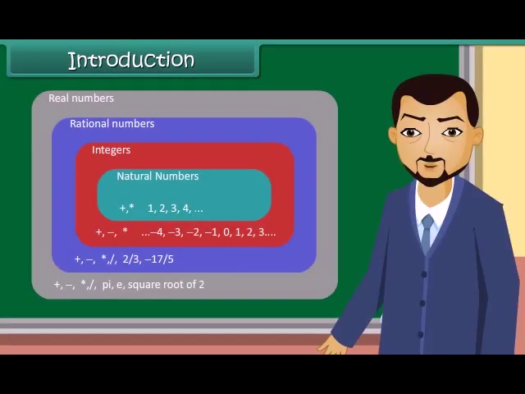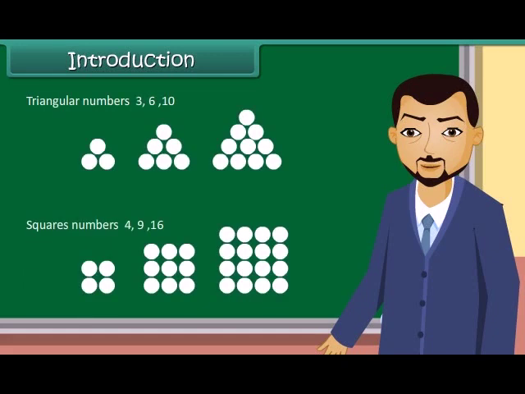Introduction. We have studied types of numbers such as natural numbers, whole numbers, integers, and rational numbers. In this chapter, we will explore numbers in more detail. Triangular numbers: 3, 6, 10. Square numbers: 4, 9, 16.